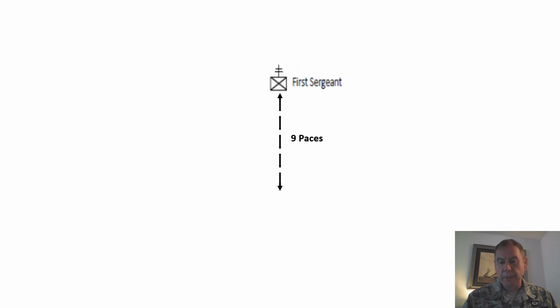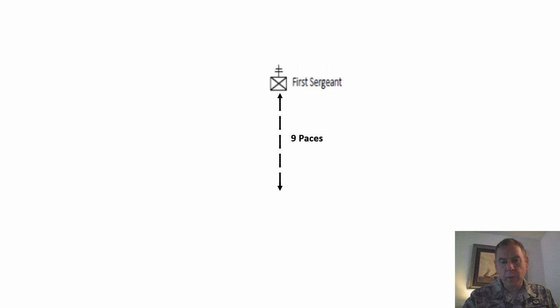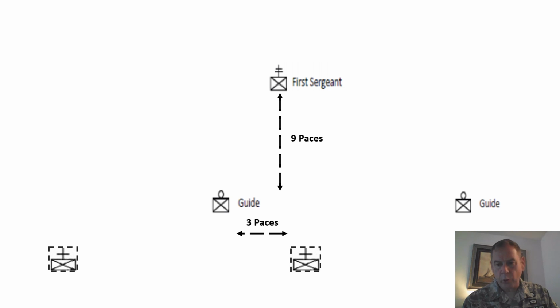And that spacing or position is from the first element. Okay? So he wants to center himself, or she wants to center herself. And bear in mind, they have to anticipate the amount of ground that the squadron will occupy, to make sure there's no obstacles in the way or hazards. He or she will then command fall in. At this point, the guides go into position.